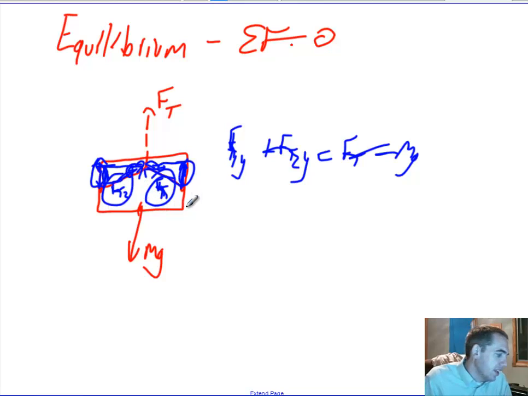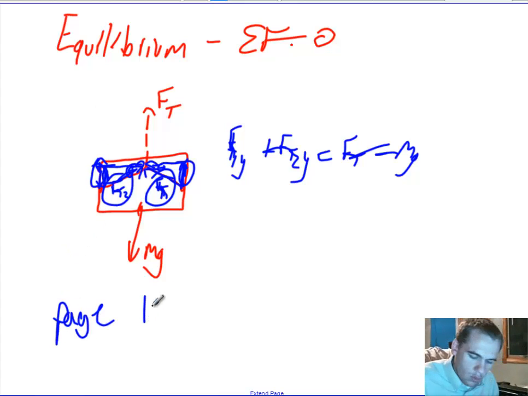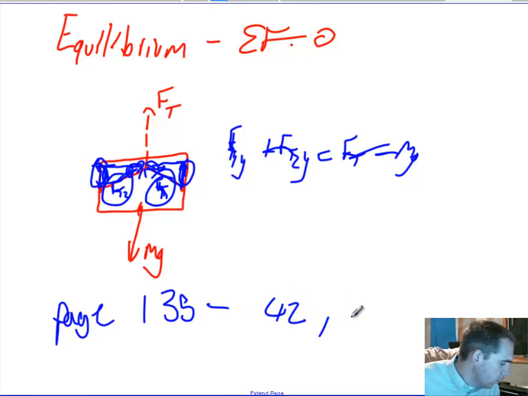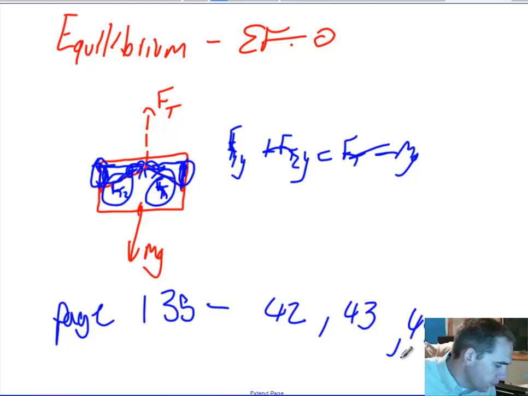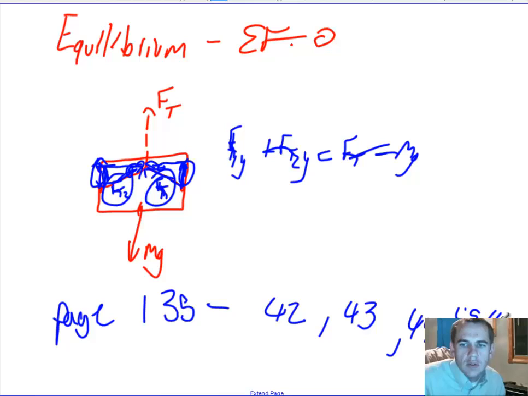Okay, and there's a couple problems like this that I want you to work in the book. I want you guys to take a look at page 135 and go through 42, 43, 44. Actually, let's just do all of them on that page, 45 and 46. Okay, those are decent problems. Let me know if you have any questions about them.